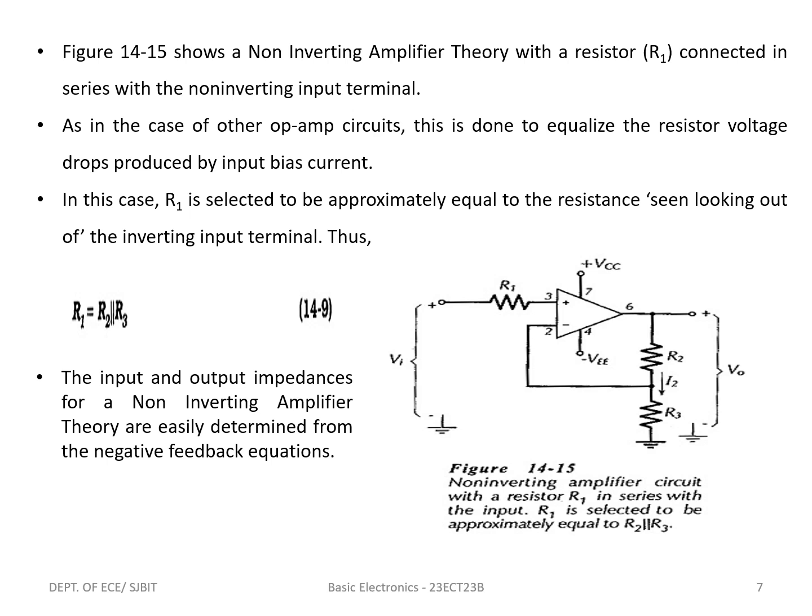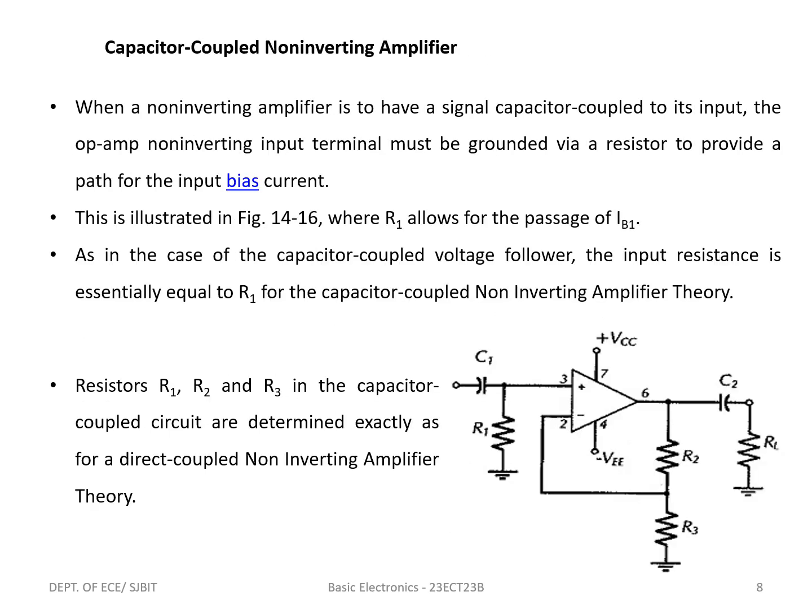The input and output impedances for a non-inverting amplifier theory are easily determined from the negative feedback equations. Here the figure shows the non-inverting amplifier circuit with a resistor R1 in series with the input, where R1 is selected to be approximately equals to R2 parallel with R3.